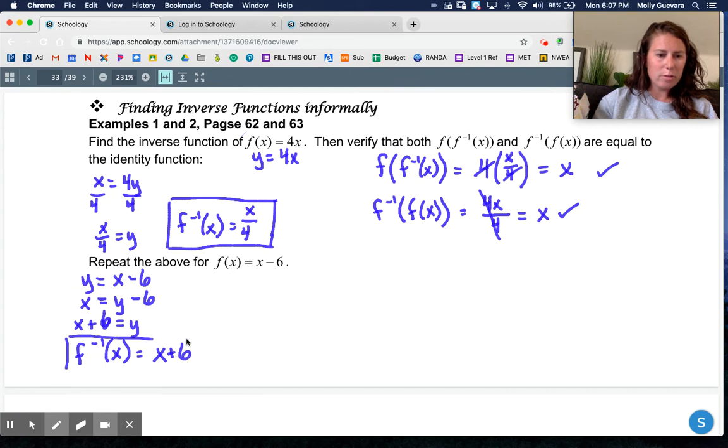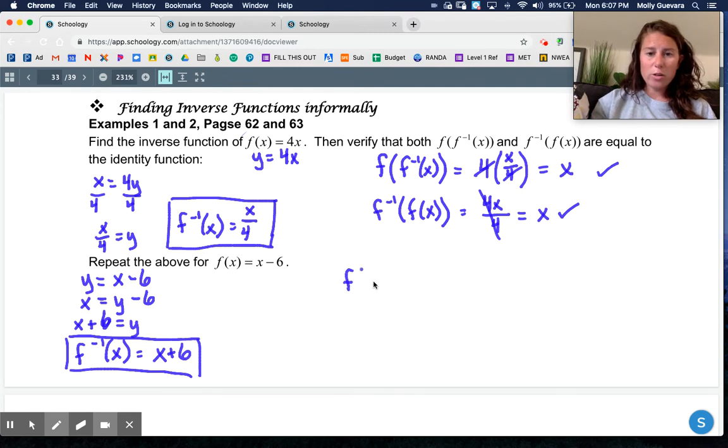So there's the first part. I found the inverse function. Now I want to verify. The order in which you do this doesn't matter, but I'm going to plug the inverse function into the original function first. So again, this is going in right there.